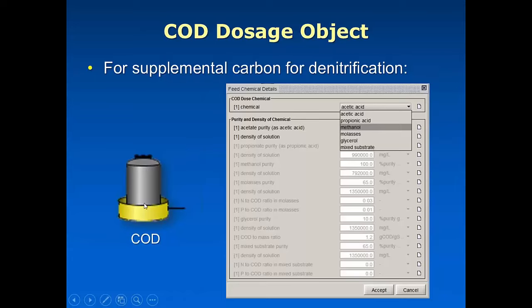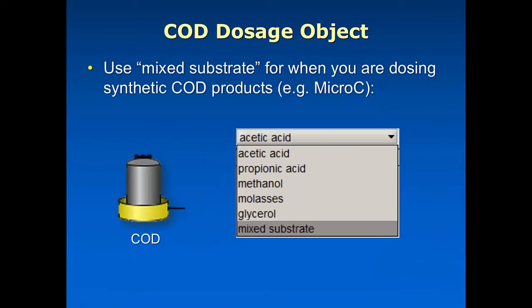We're dosing COD here, and we have lots of different forms of the COD that can be used. And you can pick whichever one you want, and various parts of this menu will become highlighted, and you can have access to things like the purity of the solution and so on. So you can see here we have acetic acid and propionic acid, methanol, molasses, glycerol, and then mixed substrate. And mixed substrate is the one, by the way, that you should use if you're dosing some sort of synthetic COD product, such as micro C.